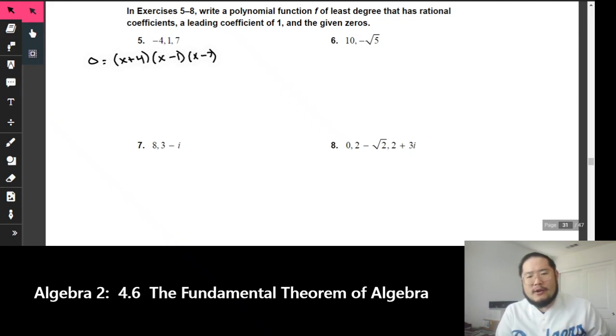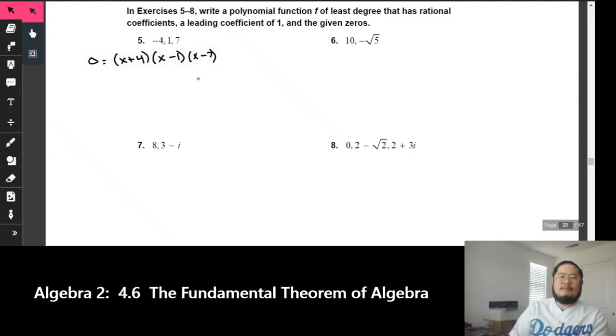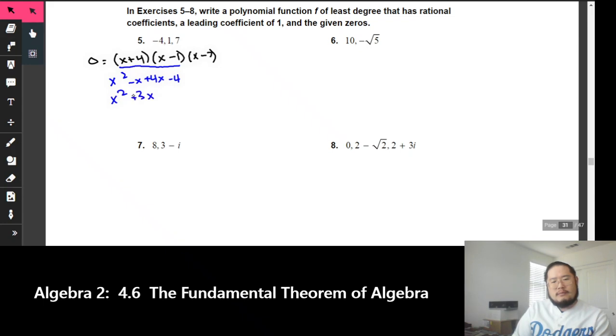So now that we have our binomials all set up, then what we're going to do is we're going to have to start multiplying. This one we're going to FOIL. Let's FOIL these two right here to begin with. We've got x squared. First, outer minus x, inner plus 4x, last negative 4. And so we got x squared plus 3x minus 4 is the beginning. And then we're going to go ahead and multiply that by x minus 7.